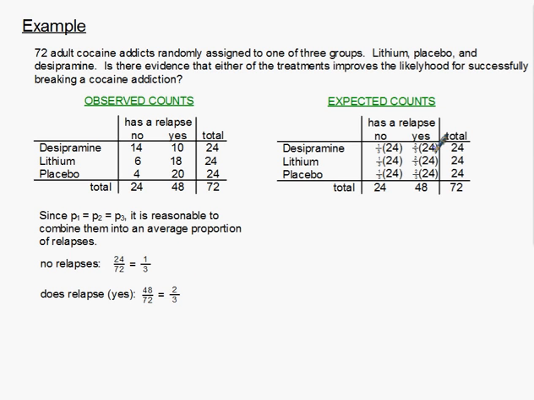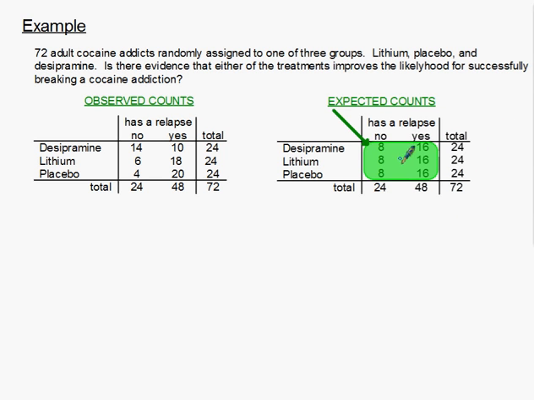The way we're going to do that is by saying, well, a third of the group taking desipramine, so a third of this 24, is going to not have a relapse, and 2/3 will. A third of the lithium group will not relapse, 2/3 will. A third of the placebo group, 2/3, you get the idea. Do that multiplication, and it turns out we would expect 8 people to not have relapse and 16 people to relapse. And of course, if the populations are all the same, our expectations would be the same for all of them.